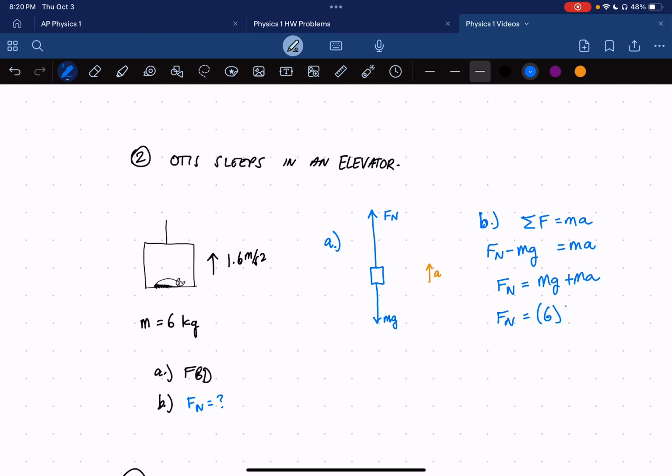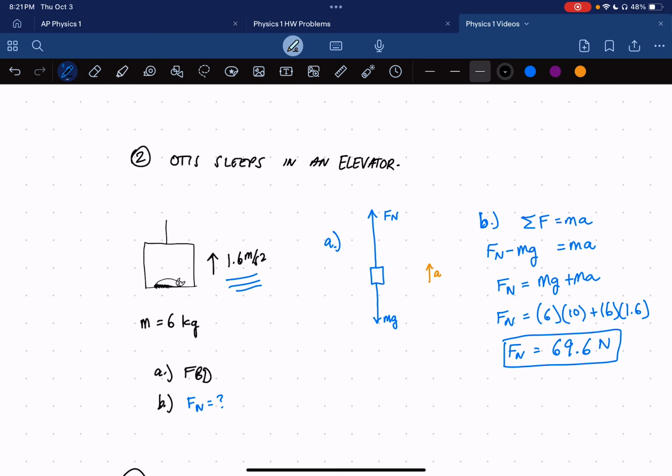Mass of Otis is 6. The object will not always be 6 kilograms. G, of course, is 10, as we wrote in our other notes previously. 6 again, and a is given to us over here. That's 1.6 meters per second squared. And if you type that in your calculator, it comes out to 69.6 newtons.